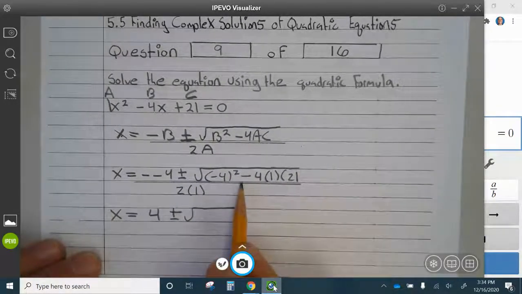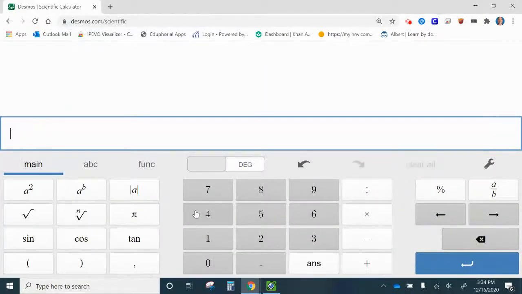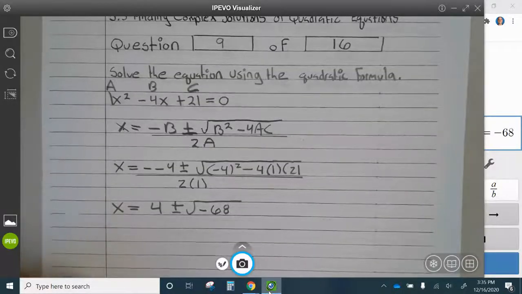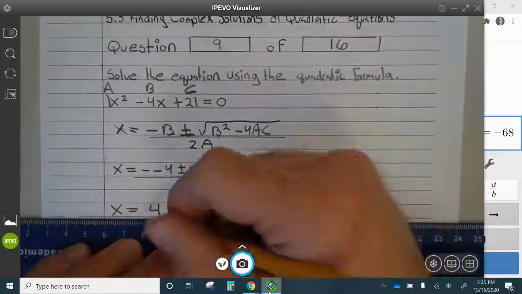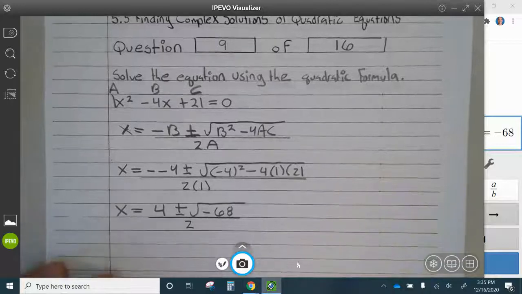Let's go ahead and put the discriminant in decimals. So parentheses, negative 4 squared minus 4 times 1 times 21 is negative 68. Okay, divided by 2. Now, we need to see if we can reduce the 68.